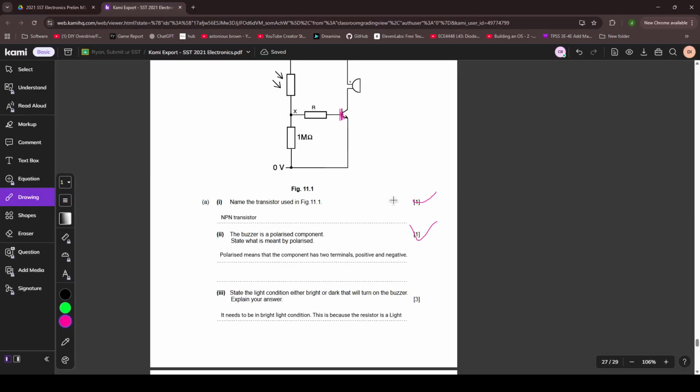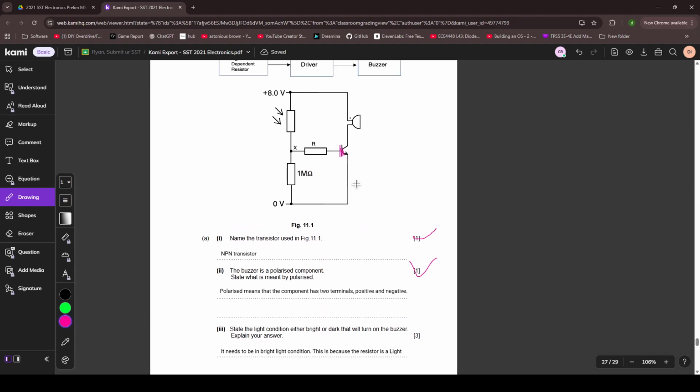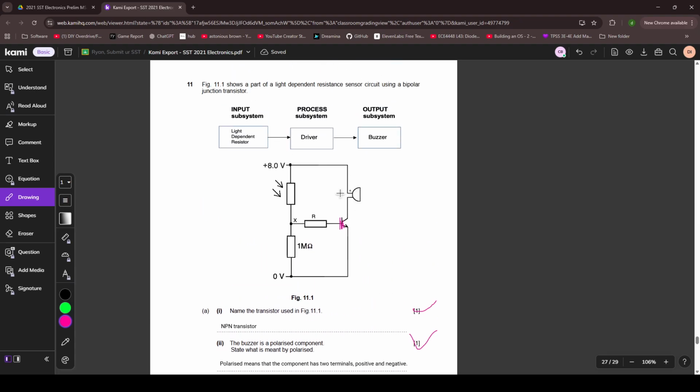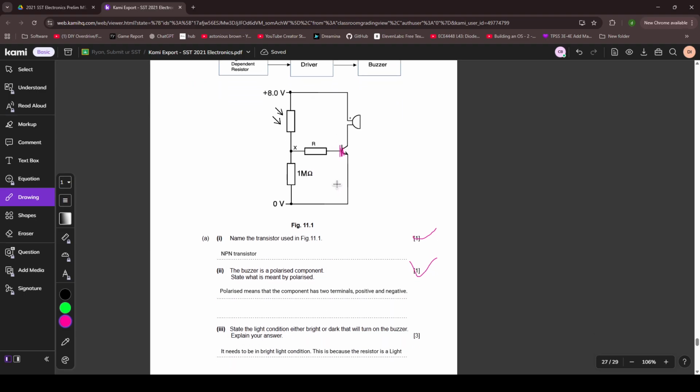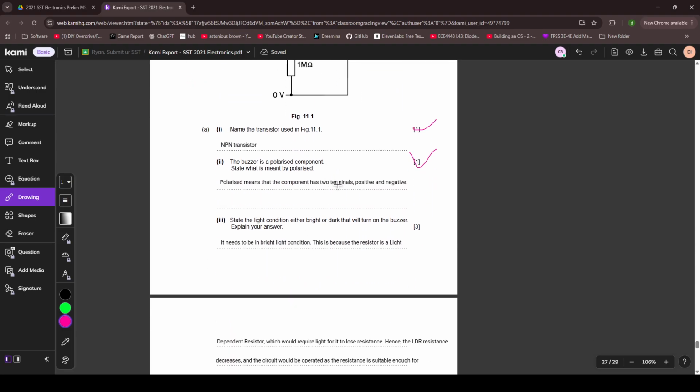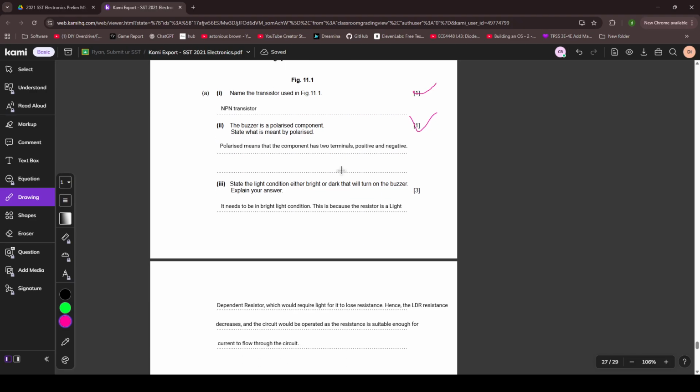I would add the point I mentioned. State the light condition, either bright or dark, that will turn on the buzzer. For this you need to know about your LDR. It needs to be in bright light condition. This is because the resistor is an LDR, which will require light for it to lose resistance. Hence, the LDR resistance decreases, and the circuit would be operated as the resistance is suitable enough for current to flow through the circuit.